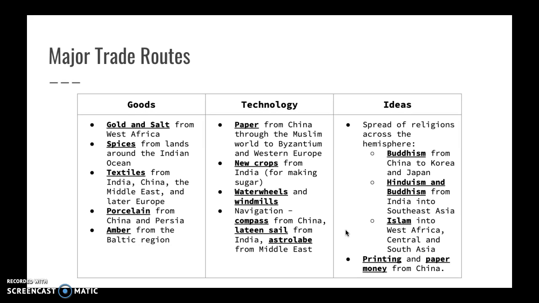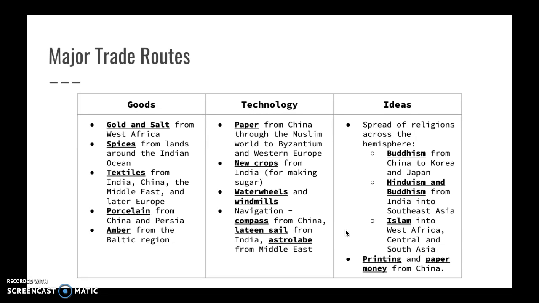Technology that would have traveled along these trade routes was paper from China, which also leads to the development of the printing press, new crops from India, water wheels and windmills. And then the really main thing that's traveling here is the navigation tools that are going to aid in exploration coming into the 1500s. You've got the compass from China, the lateen sail, and the astrolabe, which helps explorers to travel over long distances.